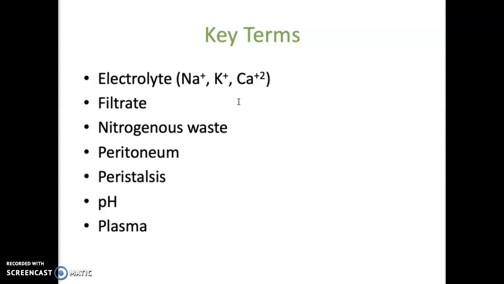The peritoneum is the lining of the abdominopelvic cavity. Peristalsis, I mentioned this term with the digestive system. This involves smooth muscle contractions in a hollow organ that force material or fluids forward. pH is a value that expresses the alkalinity or acidity of a solution. And plasma, remember we discussed this when we talked about blood. This is the liquid portion of blood that is filtered by the kidneys to remove wastes.